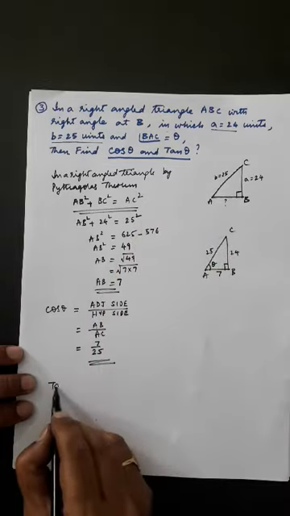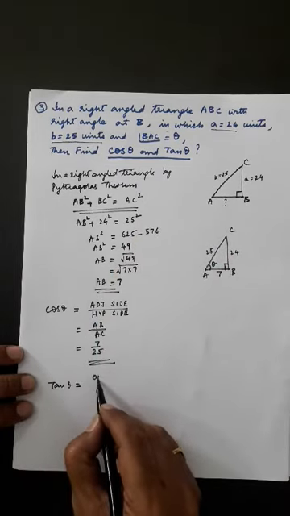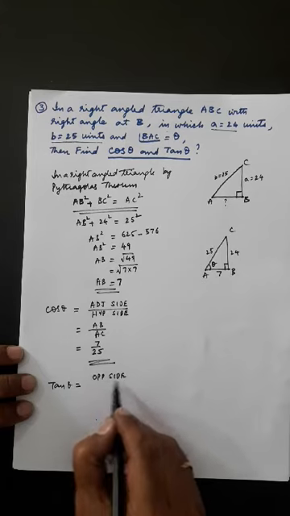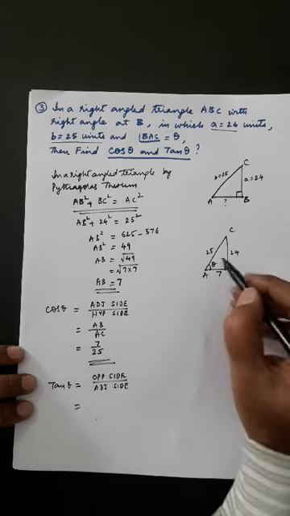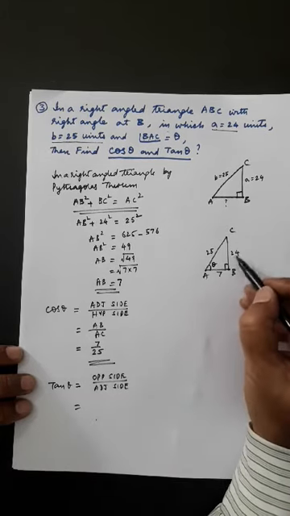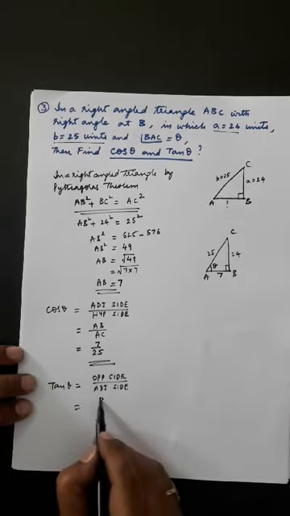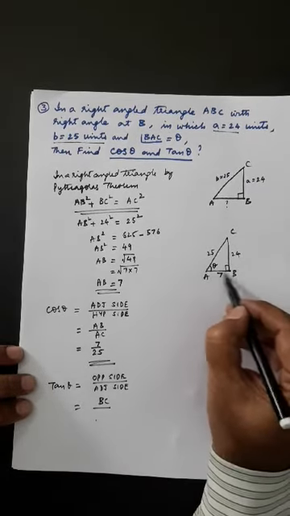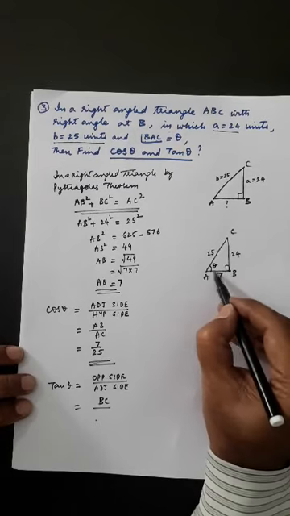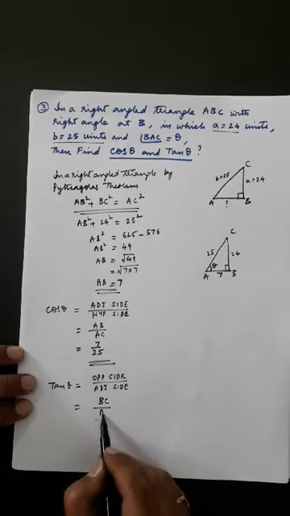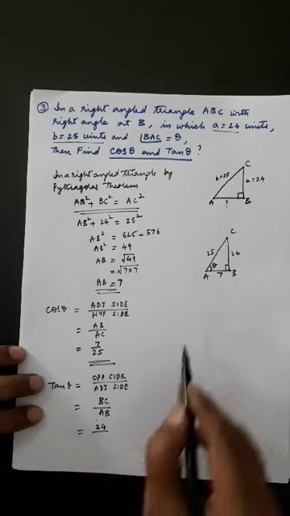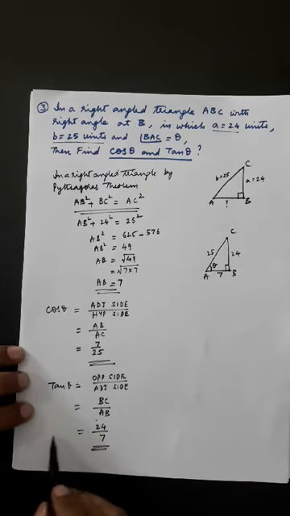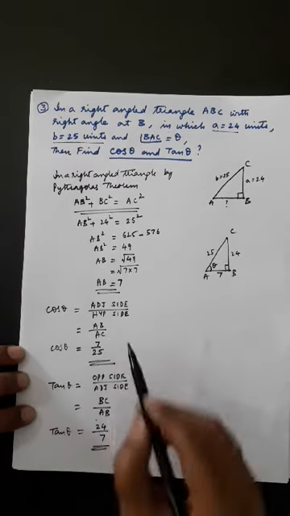Similarly, tan theta equals opposite side divided by adjacent side. Tell me, what's the opposite side to theta? BC. What is adjacent to theta? AB, just beside this theta. So here BC is 24 and AB is 7. So tan theta is 24 by 7 and cos theta is 7 by 25.